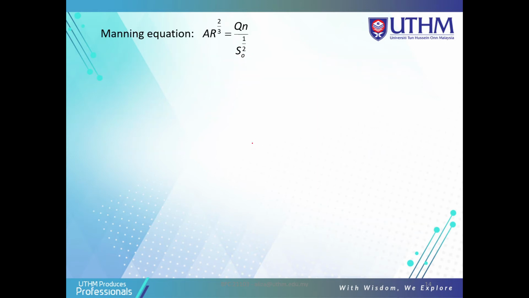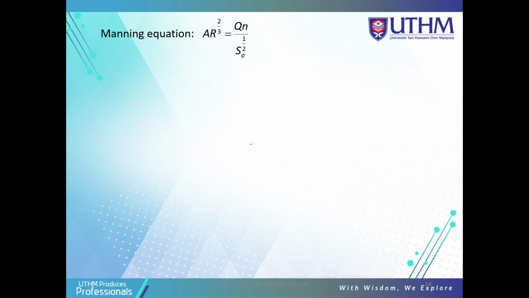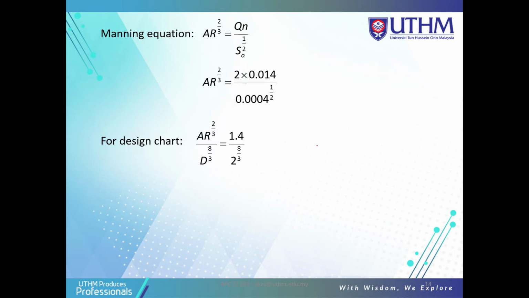Okay, use the area of this sewer pipe, but using the Manning equation. You must always use the Manning equations. Put all the values into this Manning equation, and you get the AR to the 2 over 3. So you can find here AR to the 2 over 3 over T.